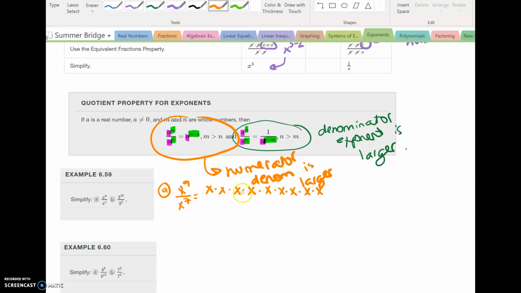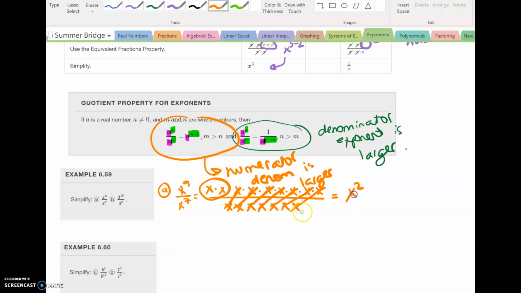Okay, 1, 2, 3, 4, 5, 6, 7, 8, 9, perfect. And then we're going to have 1, 2, 3, 4, 5, 6, 7 in the denominator, because that's what x to the 7th represents. And I'm going to start canceling some stuff out here. Okay, so I have 2 x's left over in the denominator.